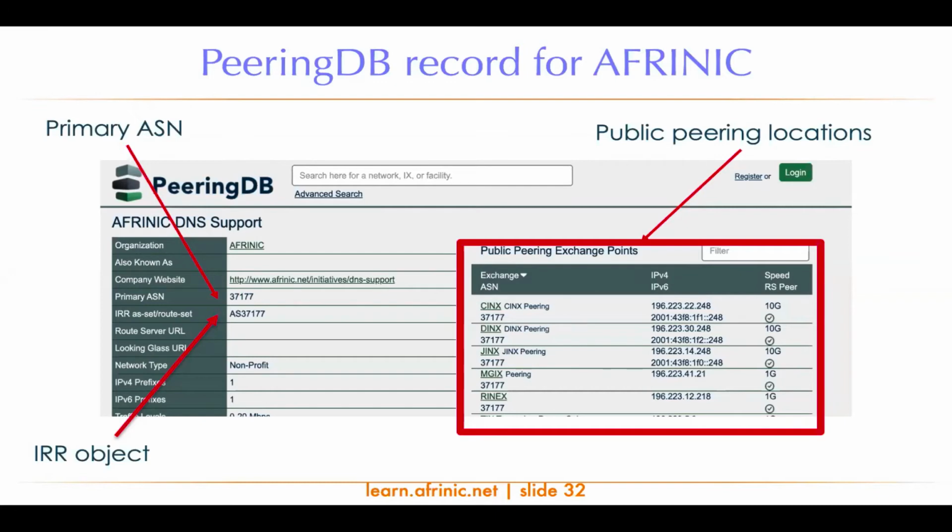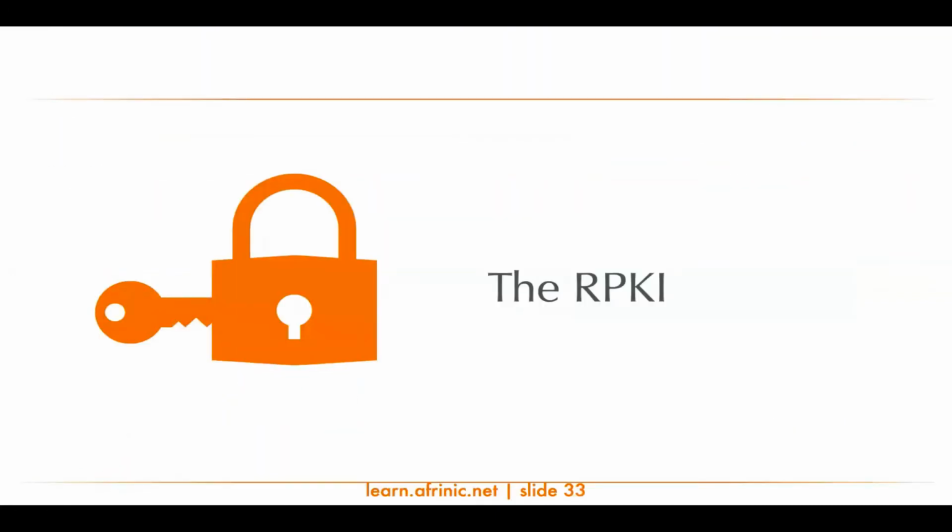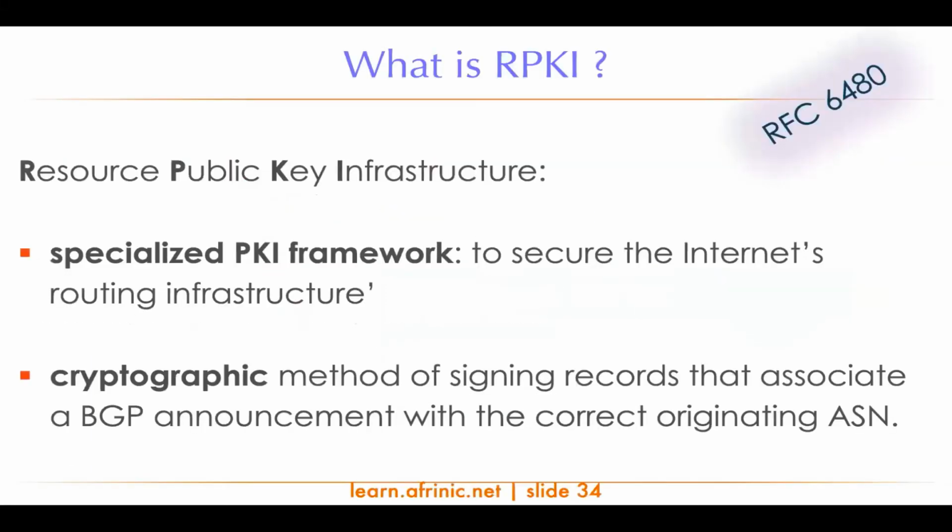Let's look at the RPKI. RPKI stands for Resource Public Key Infrastructure. It is standardized in RFC 6480. It is a specialized PKI framework which is used to secure the internet routing infrastructure. And it is a cryptographic method to associate a prefix, be it IPv4 or IPv6, to an ASN.